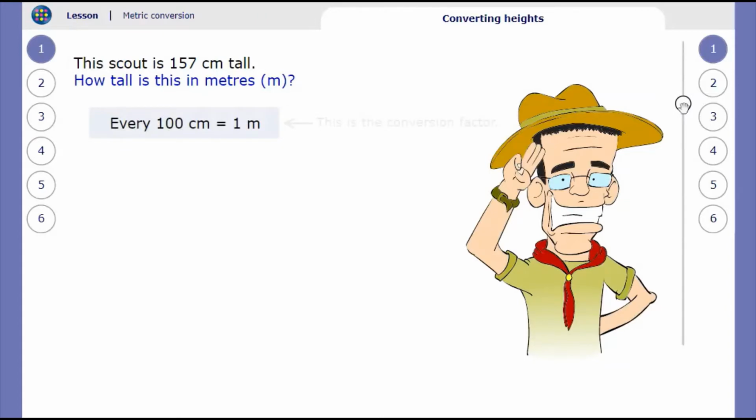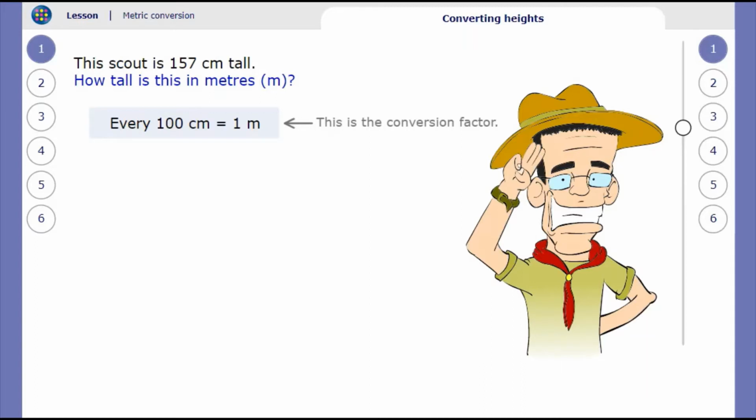Okay, so we know that every 100 centimetres equals 1 metre. So it says there, this is the conversion factor. So when we were writing out at the beginning of the video all the units of measure and how they convert between, that's your base conversion. So that's the main thing that you're going to be working from. So that's why we needed to go through it at the beginning.